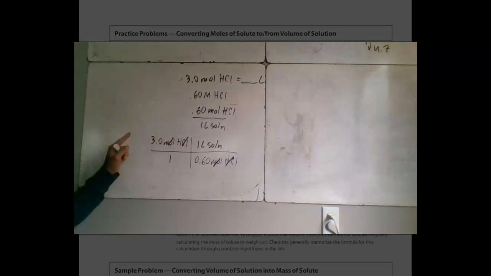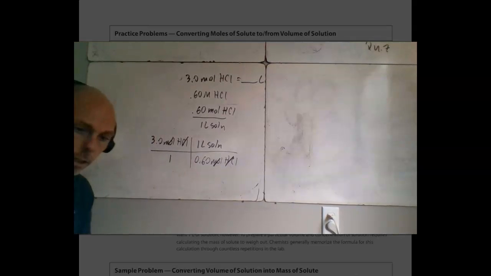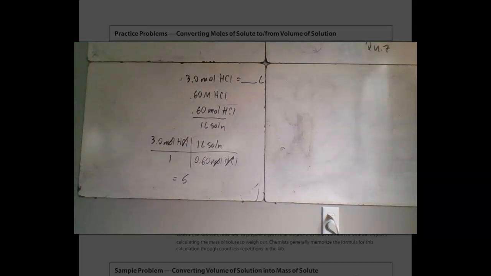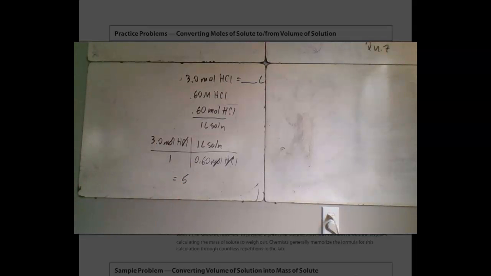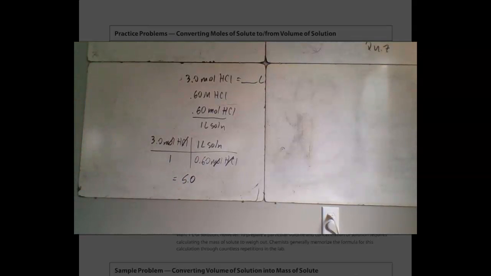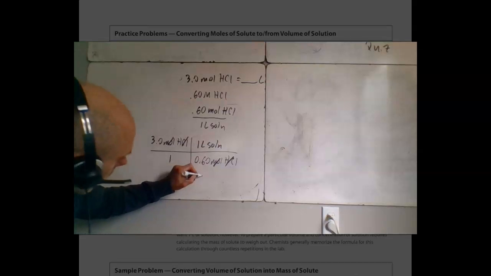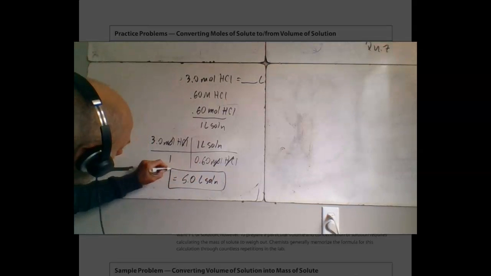So I'm going to divide 3 by 0.6, and that'll give me the volume of this solution that would have 3 moles of HCl in it. My calculator just gave me a 5, but because both of these numbers have 2 significant figures, my answer should have 2 as well, so I'm going to give it a trailing 0, which gives it that extra significant figure. So it's 5 liters of solution. That is my final answer, 5.0, excuse me.